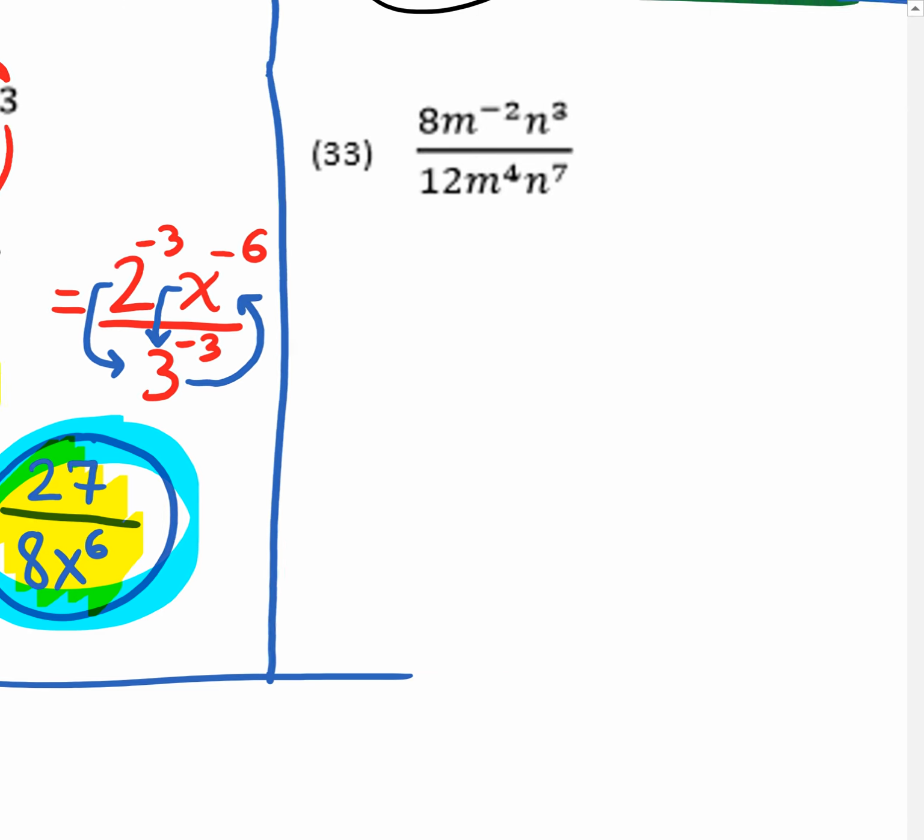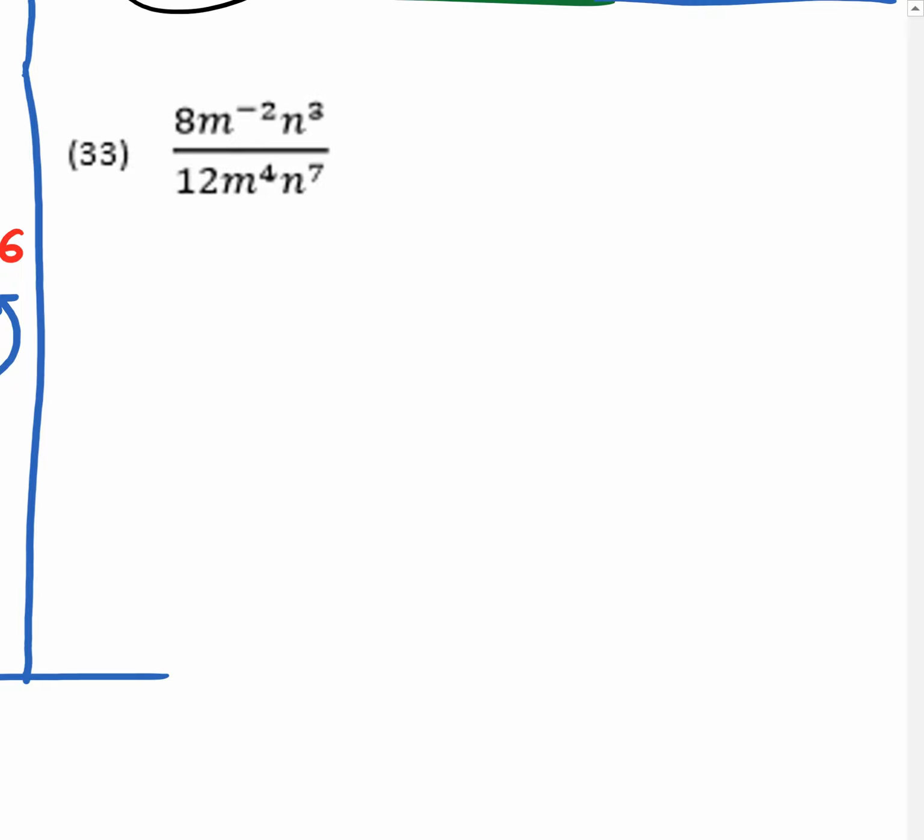Alright, let's try 33 now. Number 33, I think there's a few ways to approach this. First of all, you could right off the bat move anything with a negative exponent to the opposite side of the fraction and then try to simplify. Or I think for me, the way I like it better is just, I see an 8 and a 12, those are kind of like terms, I can simplify those. I see m's above each other, I can simplify them. And then n, I see an n over an n, and those can be simplified.